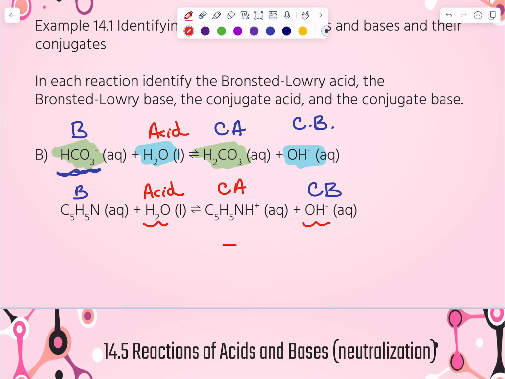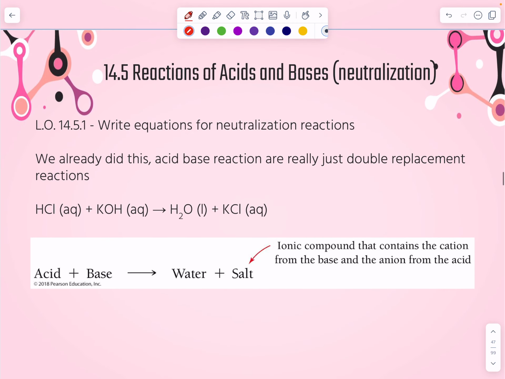The other way is to look backwards. This has an H, here it doesn't have an H. So this guy must have given this guy its hydrogen. So hydrogen ion donors are acids and acceptors are bases.